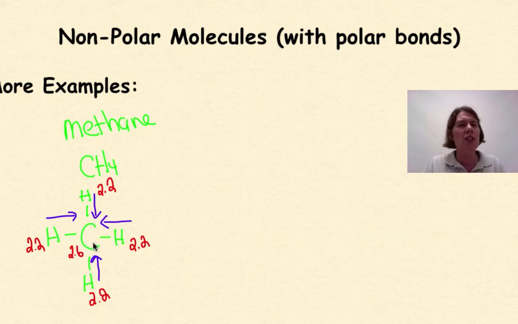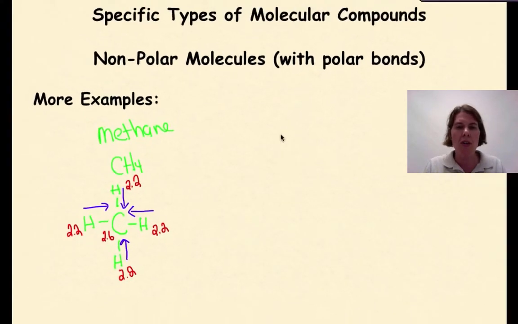Now remember, this is a very simplistic way of determining molecular polarity. In the real world, this is more of a three-dimensional object. We'd call this tetrahedral, but for the sake of talking about polarity of molecules, we can use these arrows to figure out overall molecular polarity. Let's look at another example.